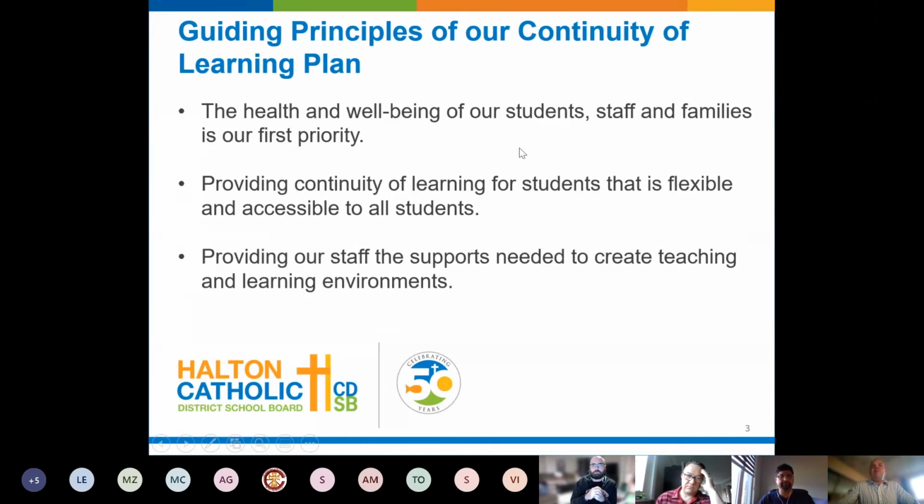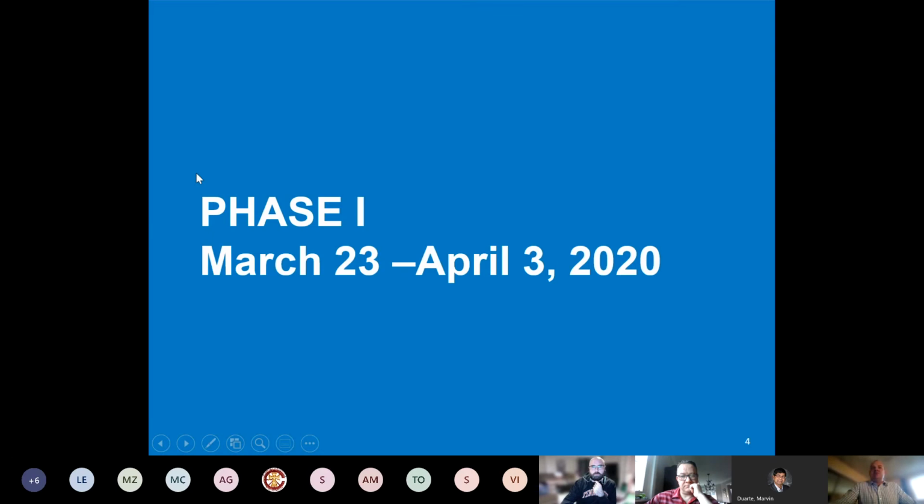At that time, when we found out schools were going to be closed, we started developing our continuity of learning plan. And these were the three key pillars, the things that we decided we really need to focus on. First of all, health and well-being for all. Secondly, continuity of learning that is seen to be flexible and accessible to all students. And then providing our staff the supports they need to create teaching and learning environments.